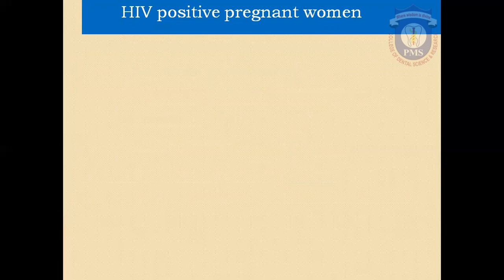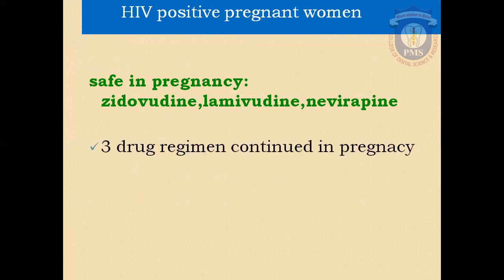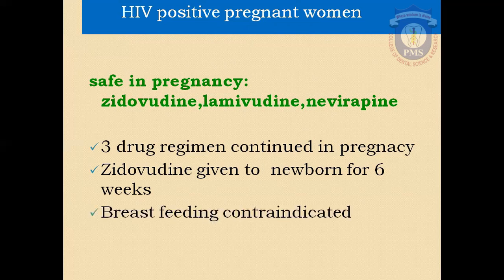For the management of HIV in a pregnant woman, we can use drugs that are safe in pregnancy, such as zidovudine, lamivudine, and nevirapine. The 3-drug regimen is continued in pregnancy, and zidovudine is given to the newborn also for 6 weeks. Breastfeeding is contraindicated in the case of an HIV-positive mother.